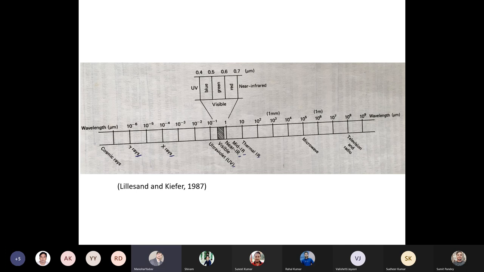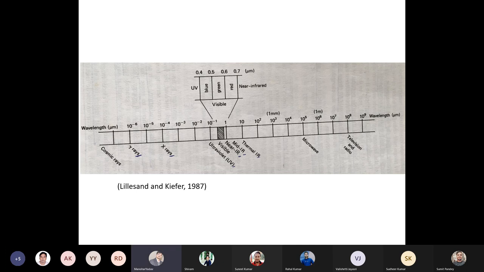Okay, in our next discussion, we will incorporate where we get the availability of energy along the wavelength axis. What are the discrete locations where we get enough energy that passes through the atmosphere and is significantly reflected by the Earth surface object?